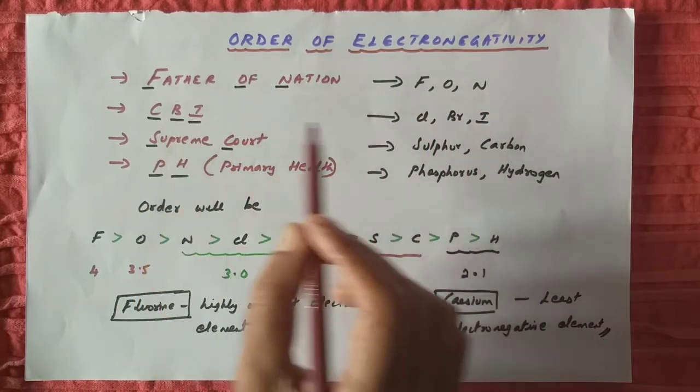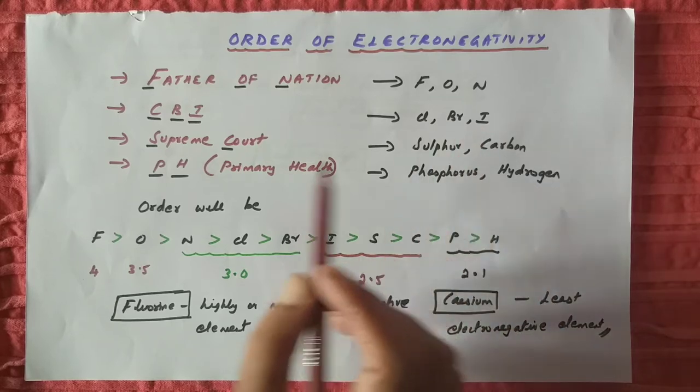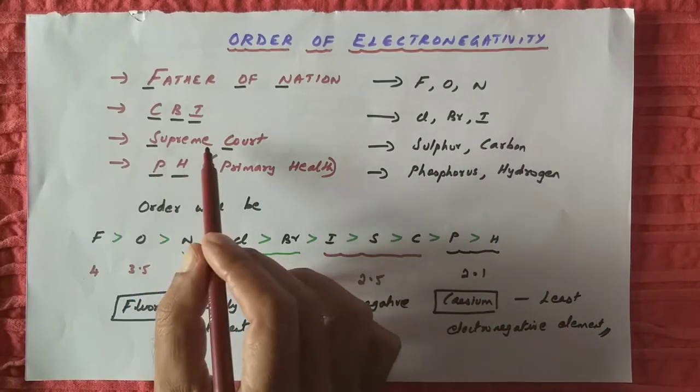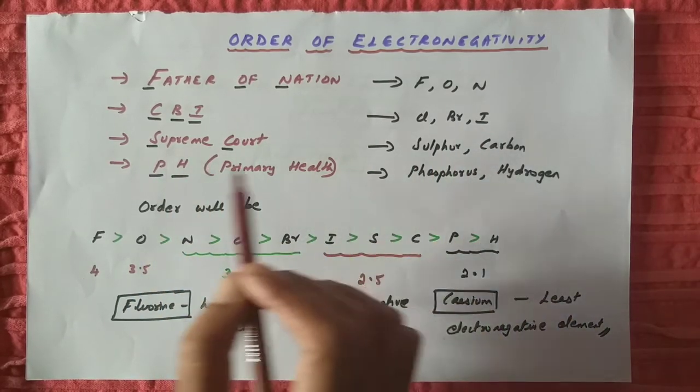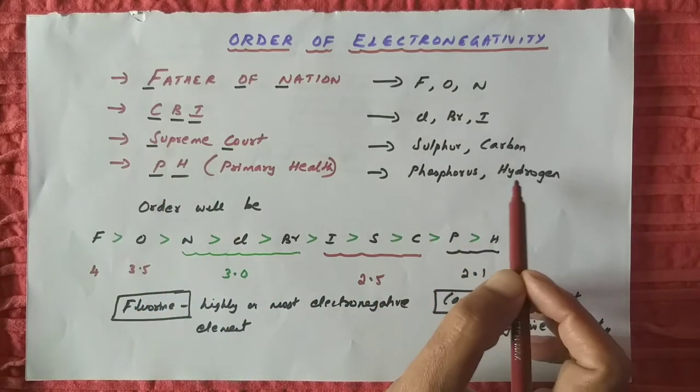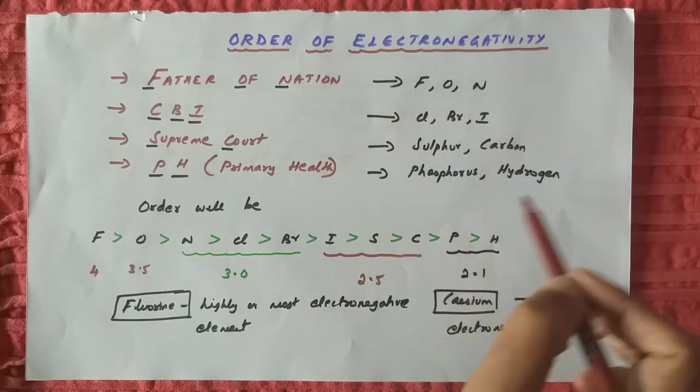Then the CBI for chlorine, bromine and iodine. I have written the Supreme Court, SC, which will be sulfur, carbon. Then PH will be phosphorus and hydrogen. So this will be the exact order.